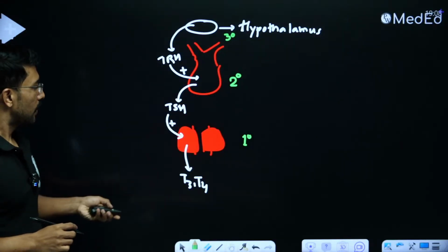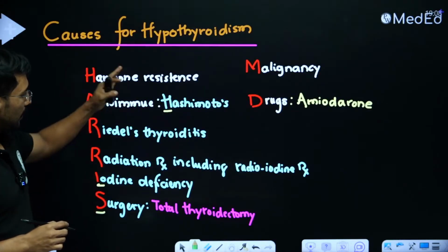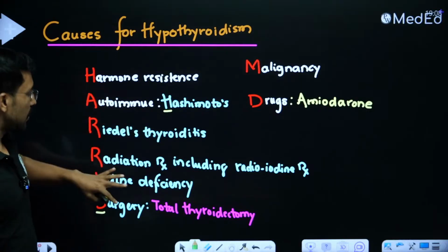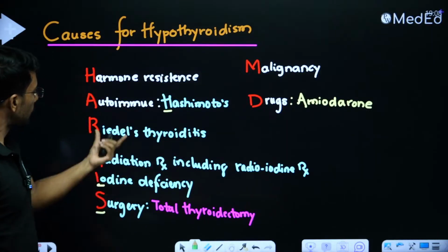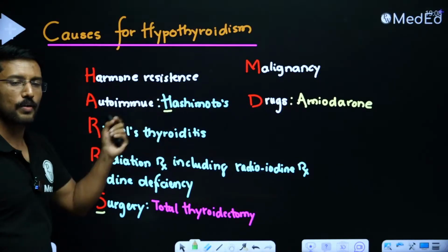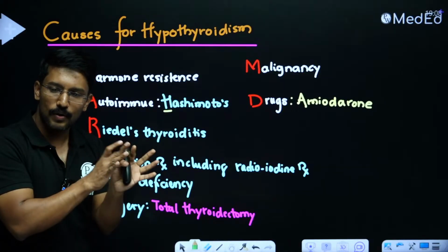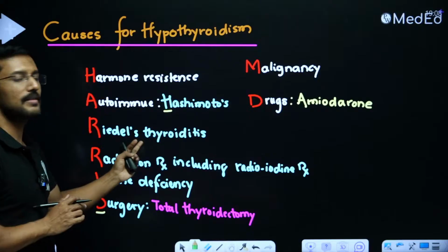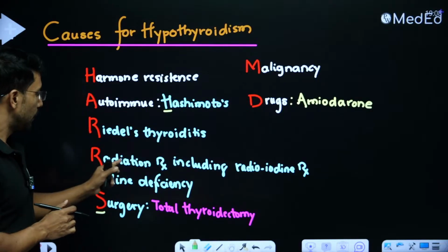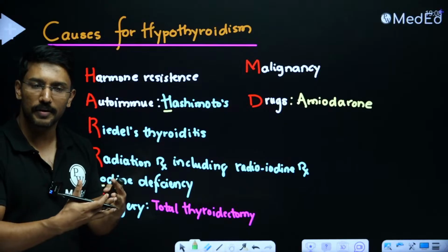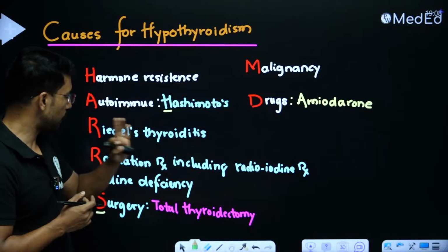Now, the causes that we listed, tell me what all are majorly primary. Majority of the causes are primary. Like autoimmune Hashimoto's thyroiditis, which gland is affected? Thyroid gland itself. So this is primary. Riedel's thyroiditis, where is the pathology? At the thyroid level, so this is also primary. When I give radiation, which gland is getting affected? Thyroid gland. So this is also primary.